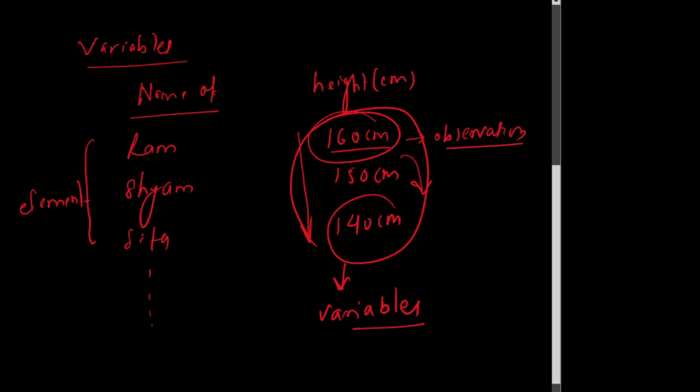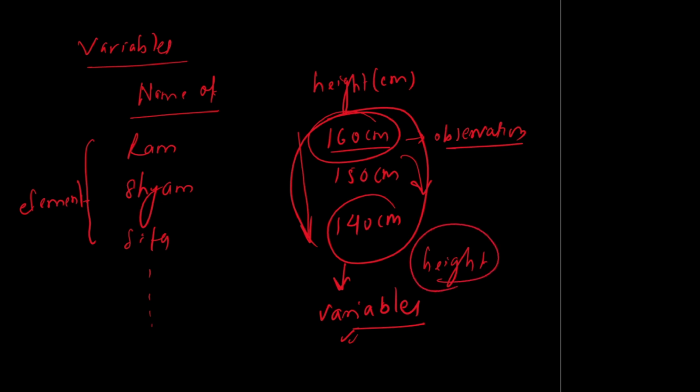Okay, so talking about the definition of variables, the variable is a characteristic that can be measured, and here the characteristic is height. Height is a characteristic here. Okay, under the investigation it assumes different values for the different elements. Here the different elements are Ram, Syam, Sita, and we got different values, and we call it a variable.